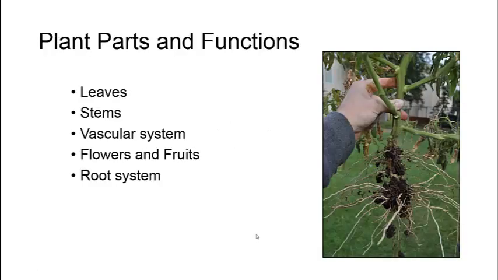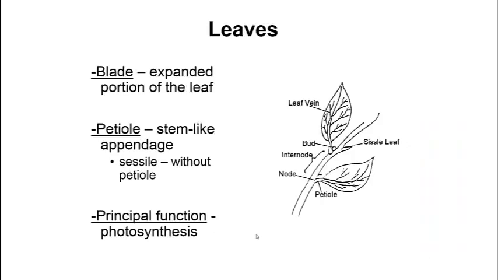So let's talk for a minute about leaves. Leaves have two main parts: the blade, which is the expanded portion of the leaf, and the petiole, which is the stem-like appendage that holds the leaf erect on the stem and attaches the leaf to the stem. Some leaves are without a petiole, and then we would call them sessile. Leaves are attached to the stem at a place called a node. This line drawing has three nodes on it.